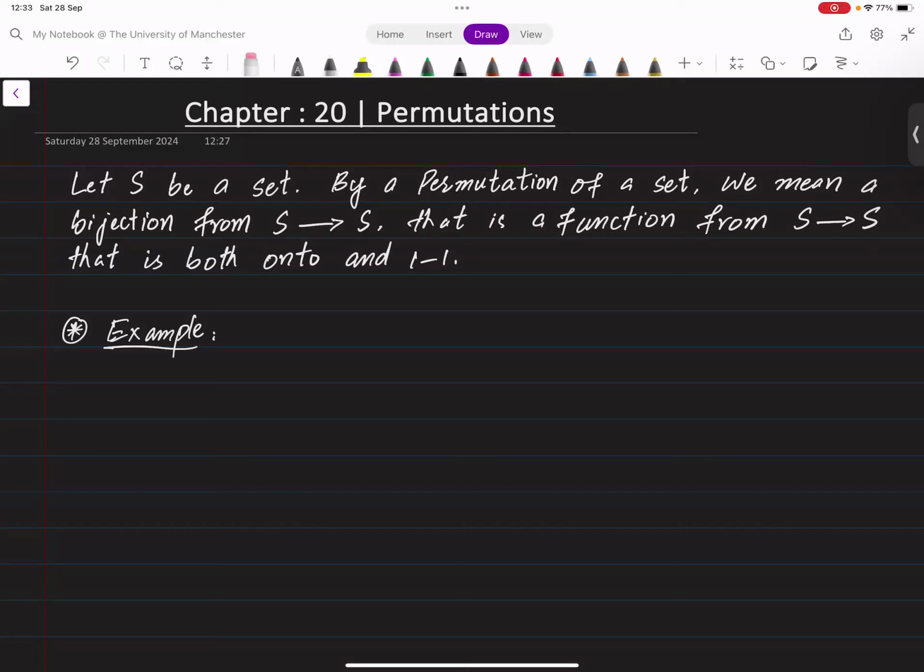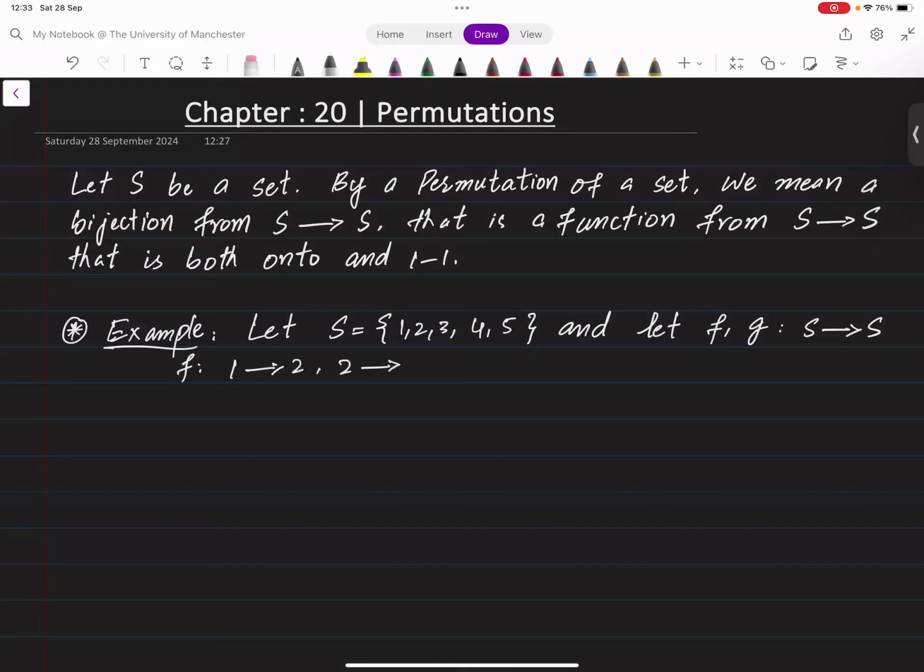So we consider a set S which has elements 1, 2, 3, 4, and 5, and we say that f and g are two functions from S to S, and they are defined as follows: f sends 1 to 2, 2 to 4, 3 to 3, 4 to 5, and 5 to 1.